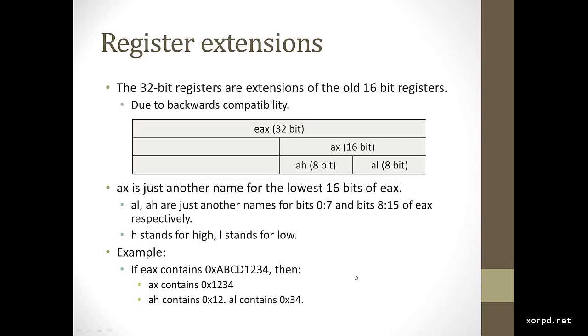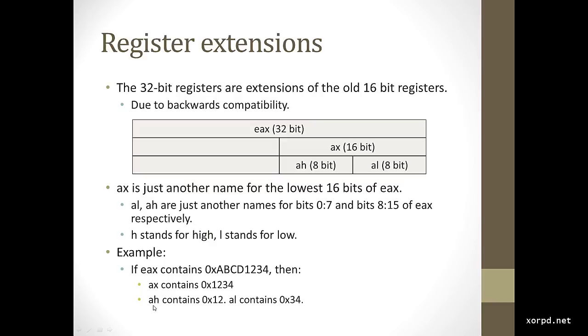For example, if EAX contains this number, ABCD1234, then AX contains 1234. If EAX contains this number, then the lowest part, 1234, is contained in AX. I remind you that these are just different names for areas in EAX. If I change bits here in EAX, they are automatically changed in AX too, because AX is just part of EAX.